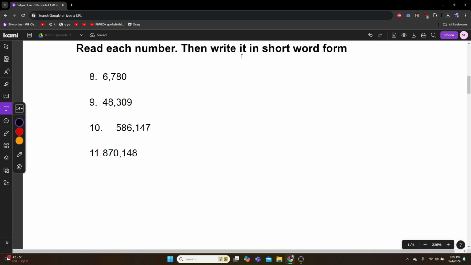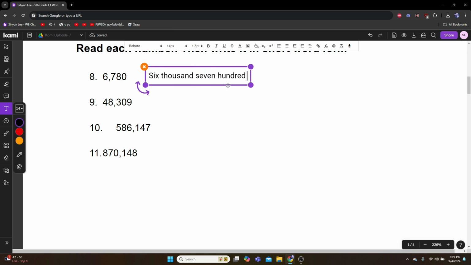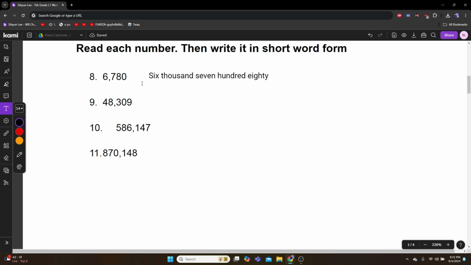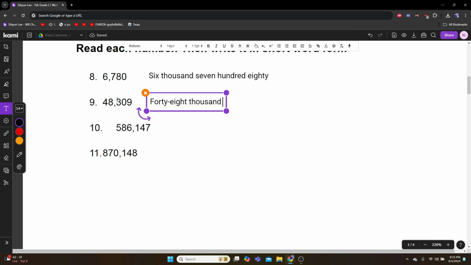Now read each number, then write it in short word form. So if we read them out, this would be 6,780. And then we would just write it as 6,780. And same thing for number 9. In this case, the 48 is in the thousands place. So we would say 48,000 and then the 309.